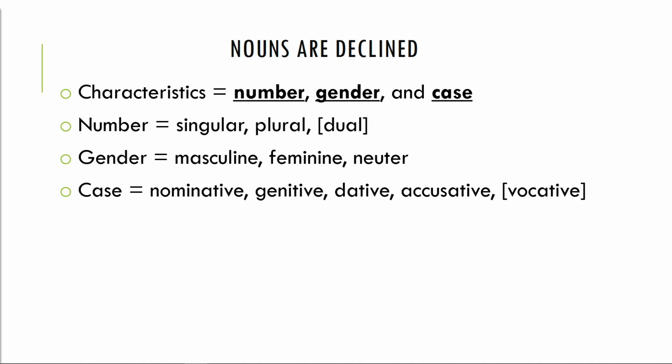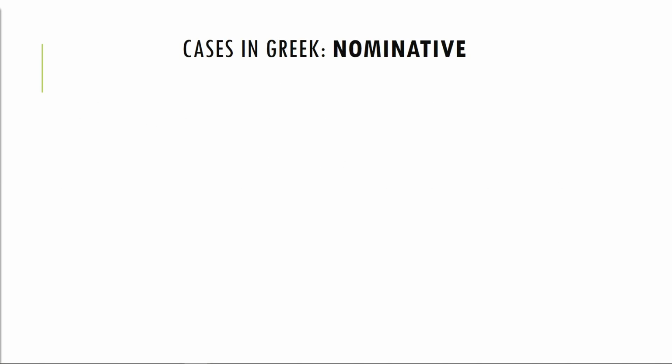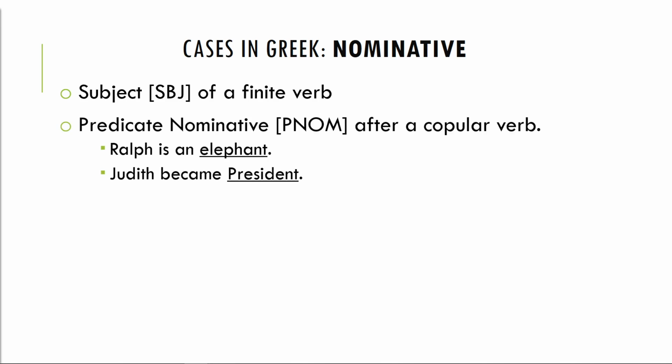It also has a case, and there are 4 common cases in Greek. There's a 5th that will show up later, the vocative, but we'll not worry about that too much right now. Nominative singular is the form you're going to see in the dictionary. It comes from the Latin word for name, nomen. Nominative has the idea that it's the subject of a finite verb. It could also be used as a predicate nominative after a copular verb.